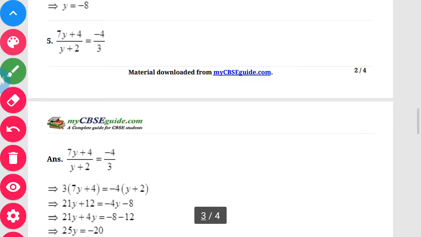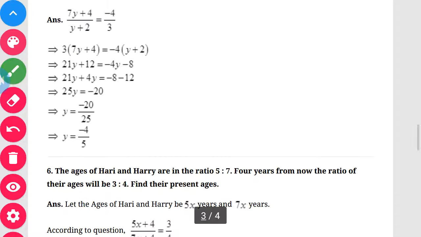Yeah, this is the question here. Fine, we'll solve one by one now. So what are we going to do? Yes, the same step we are going to follow for this sum also. What we are going to do is cross multiplication here. Okay, so 3 into bracket 7y plus 4 is equals to minus 4 bracket y plus 2.